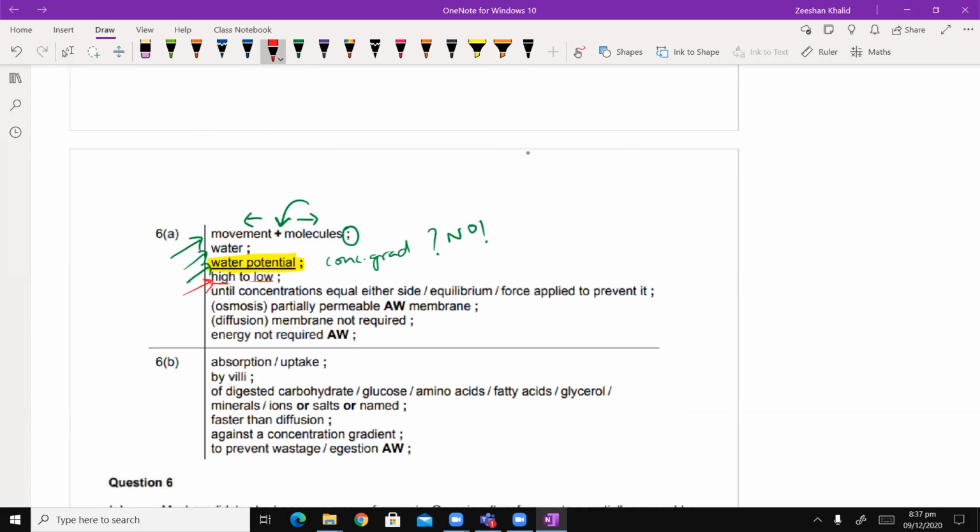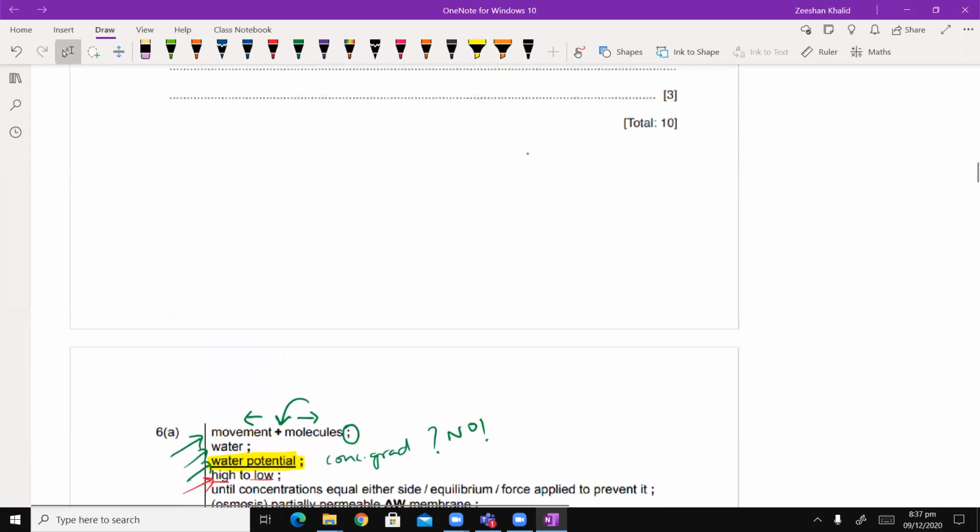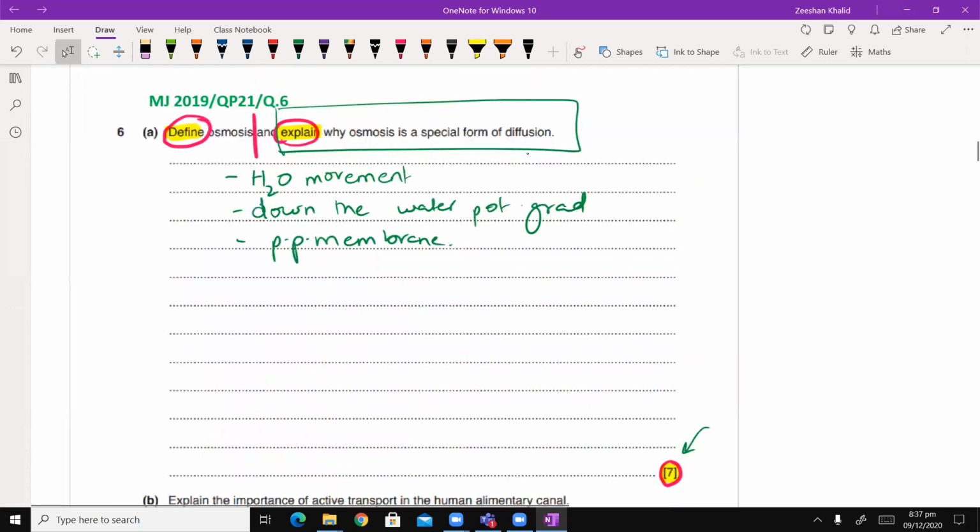Okay, now let's see, so far with all we've written, how many marks would we have got? So we have written the movement of water. I didn't write the word molecules, I said it, but the word molecules is there. So molecules and movement is 1 mark, water is the second marking point, down the water potential gradient or high to low, it's the same thing. So far I get 3 marking points. Okay, 1 plus 1 plus 1. No, actually, yes, I get 3 marking points.